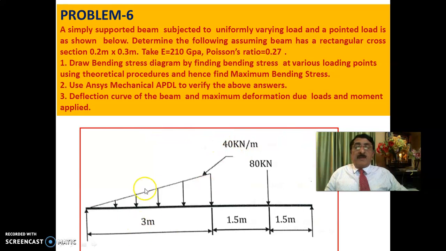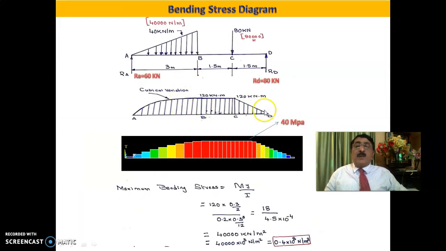See here, this is the problem given. This you already know. For this problem, you have a bending moment diagram already drawn, and 120 kilonewton meter is the maximum bending moment. Bending stress is M into y by I, with maximum bending moment 120 kilonewton meter. You substitute here and you get 40,000 kilonewton per meter square, or 40,000 into 10 to the power of 3 Newton per meter square, or 0.4 into 10 to the power of 8 Newton per meter square. That is equal to 40 into 10 to the power of 6 Newton per meter square, or 40 MPa. That means here it will be linear. Throughout it will be 40 MPa, and a cubical variation to 0 here.